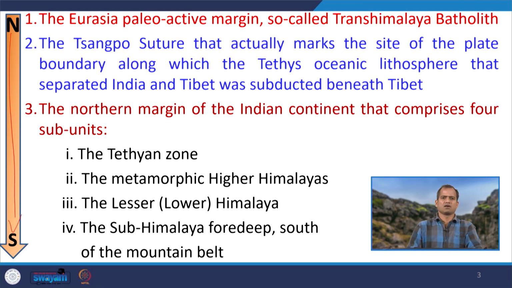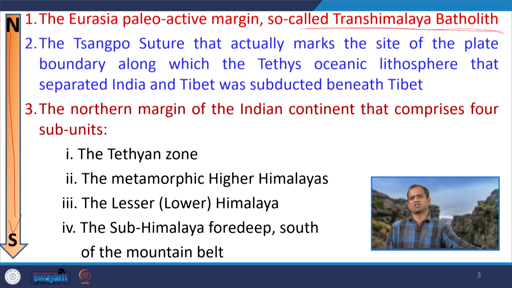So, the Eurasian paleo-active margin is also called the Trans-Himalayan batholith. If you remember when we were talking about the convergent system, one plate was converging down and igneous activity was there. So, a batholithic mass evolved, and this is the Trans-Himalayan batholithic system at the southern part of the Eurasian plate. And the Tsangpo suture zone actually marks the site of a plate boundary along which the Tethys ocean lithosphere that separated India and Tibet was subducted beneath the Tibet wall.